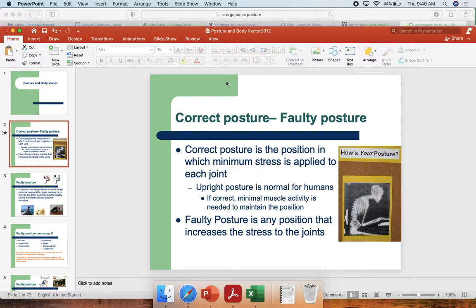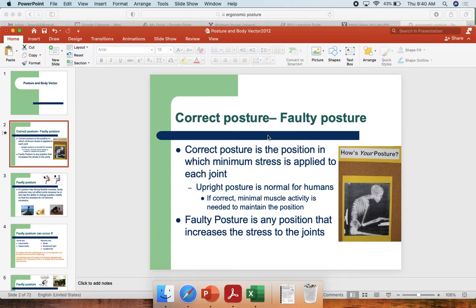I think most of us can identify a correct posture, and we kind of know what it is. It's something that's been talked about since we were little kids. Sit up straight, you know what I mean? Those types of things. But I think most of us just don't have the habits ingrained in us to always maintain this correct posture. Therefore, we tend to fall into a faulty posture fairly frequently.